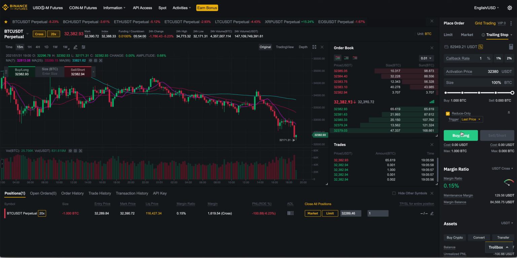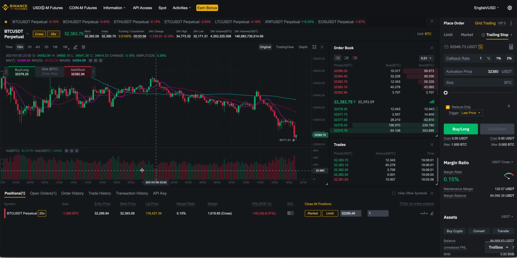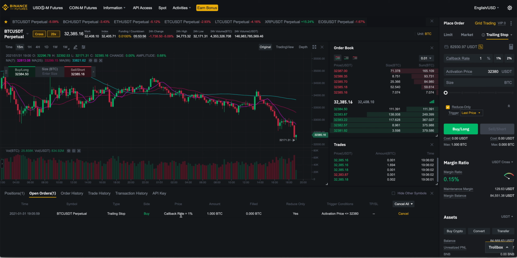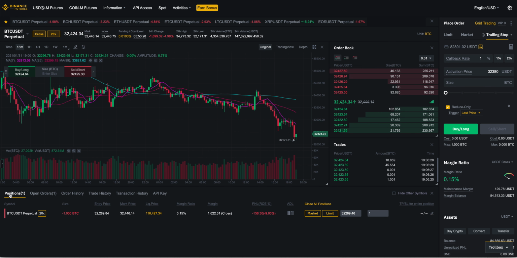Oh, let's see. Maybe it's starting. Okay. So callback 1%. So I guess that this activation price, every time the price moves by 1% up, the activation price will just go up. So it's like a moving stop loss. Should be like this by definition of trailing stop.